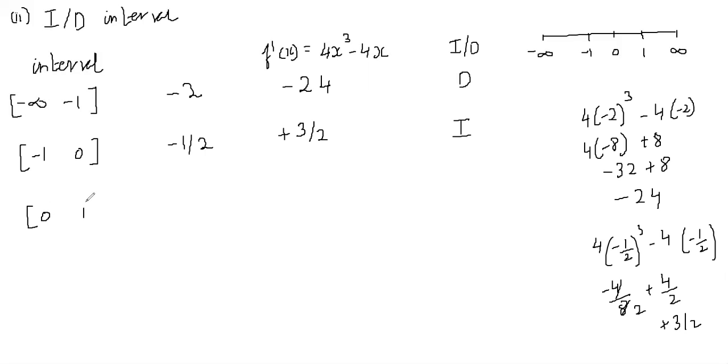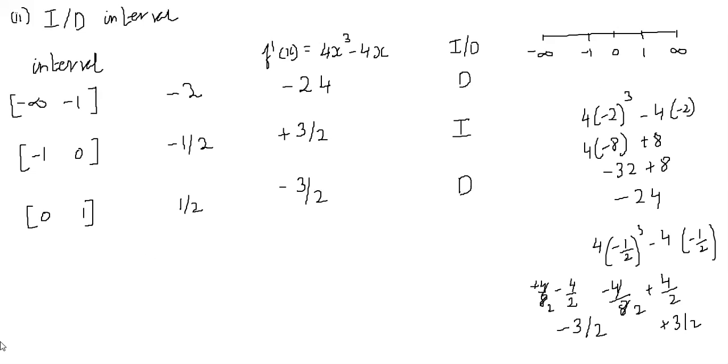So 0 to 1. What value can we take? We can take it as half. We can substitute in this equation. If you substitute, we will have plus 4 by 8 plus 4 by 8 and minus 4 by 2. Do it in the same way. So minus 4 plus 1, so minus 3 by 2. So this value will be minus 3 by 2. Since we have minus, the interval will be a decreasing interval.